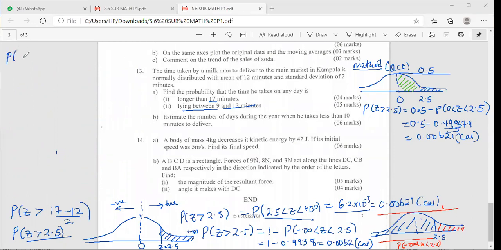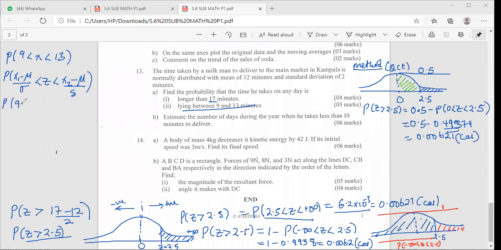The second one says probability lying between 9 and 13. Now remember, this is X. And according to this X, you have to standardize it. This time around, we are standardizing both the 9 and the 13. So we shall have probability of X1 minus mu over sigma less than Z less than X2 minus mu over sigma.